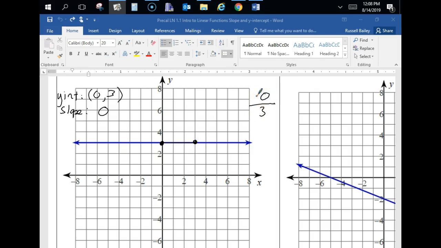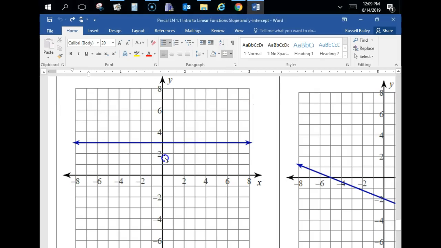Anytime you have 0 on top of a fraction, it's 0. Now, if you did the formula, then it would be 0, 3, and 3, 3, and that would be 3 minus 3 over 3 minus 0, which is still the same thing. Okay. Therefore, we would say this is increasing, decreasing, or constant, Sophia. Constant. The y values don't change. They stay the same. So constant.